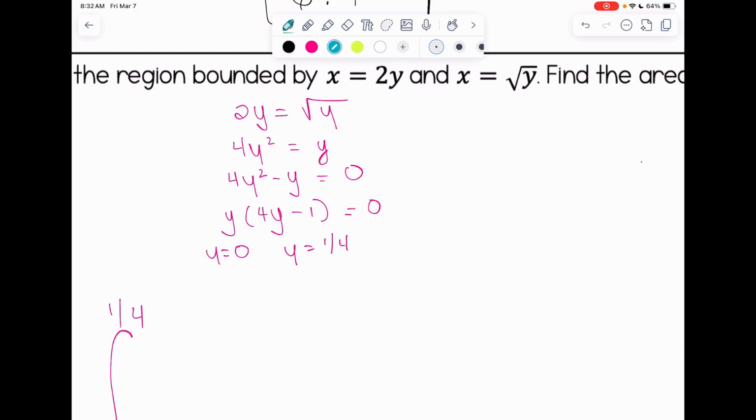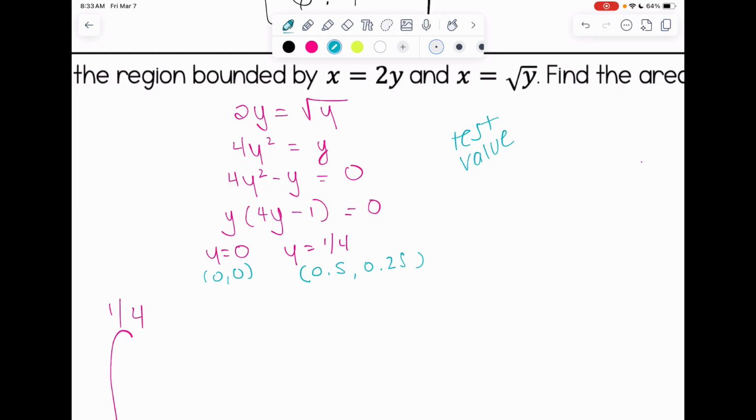Let's pretend that we don't know which is the upper function and which is the lower. What I could do here is say, all right, we know y equals 0 and y equals 1/4 are the points of intersection. If I plug those values back into these equations to figure out the x values, I could get an actual point of intersection. And when I do that here, I'm going to change this to 0.25. I get 0, 0, and 0.5, 0.25. So we could pick a test value between those x coordinates.